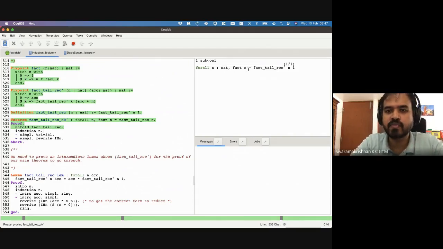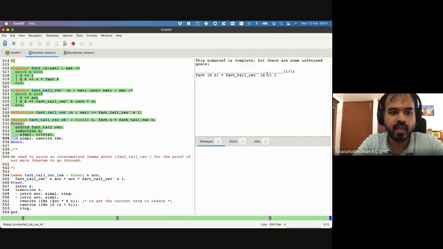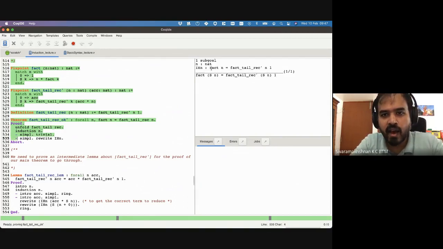Let's prove this fact by induction on n. So do induction. In this case, if you simplify, you will trivially see that it's 1 equals 1. And in the second case, assuming that fact of n is the same as fact tail rec prime n 1, we have to show that fact of n plus 1 is equal to tail rec prime n plus 1, 1.